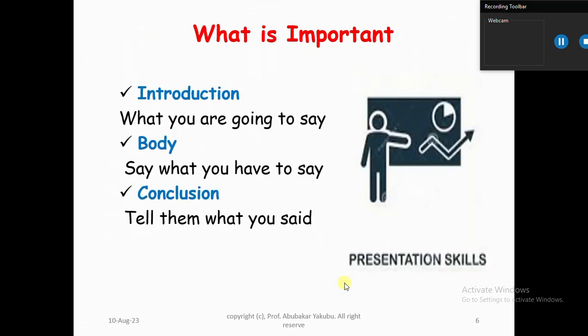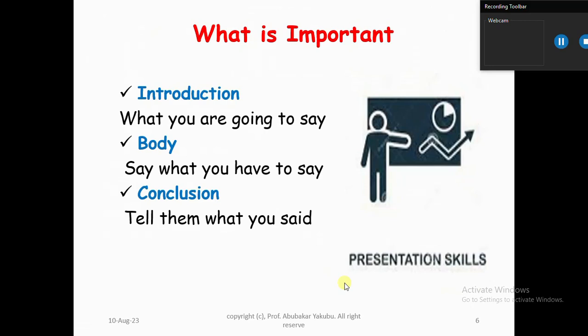What is important during the presentation? There are three aspects of the presentation body that are very key to a vital presentation. The first is the introduction, then the body, and then the conclusion of your presentation. So in the introduction, what is expected is what you are going to say. So what are you going to say? That is the introduction.